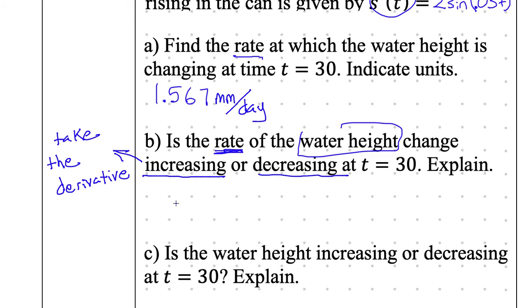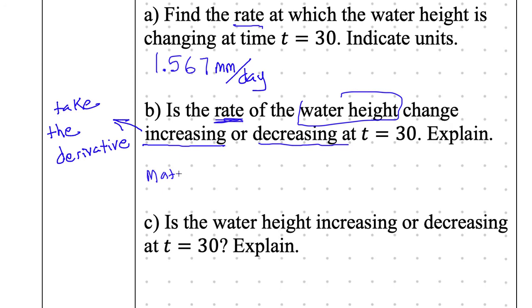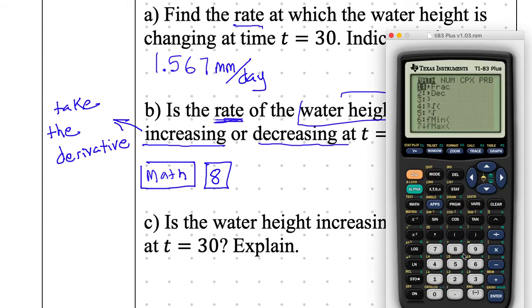So that's double. Yeah, so I'm taking the derivative of this function at time is equal to 30. So this one is going to be a math 8. A math button. Math. And then you hit the number 8. And then you do your equation at time is equal to 30. So I'm going to do math 8.